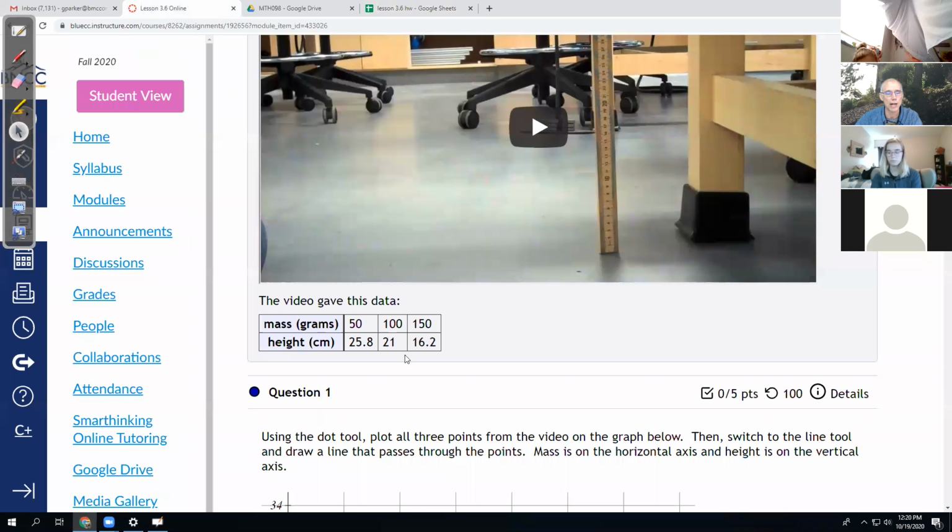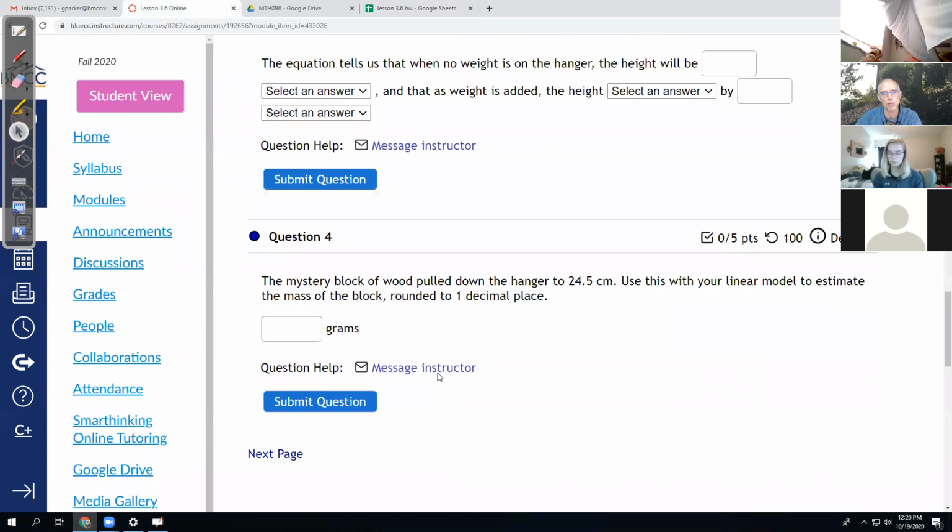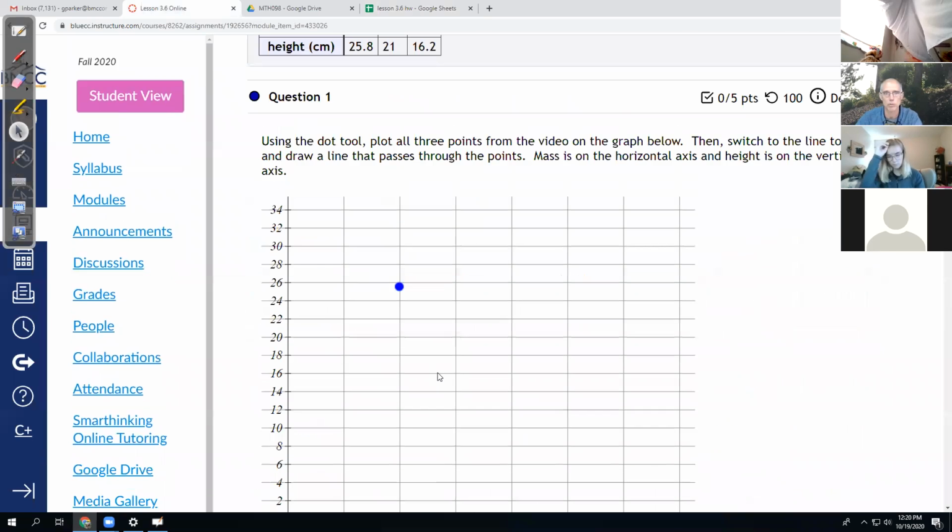All right, so I'm going to put you into groups in a minute to finish this up. If you already finished with it, then you have the option of not going into the group to do so.